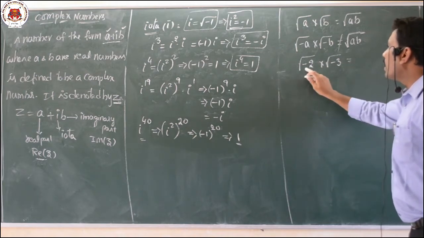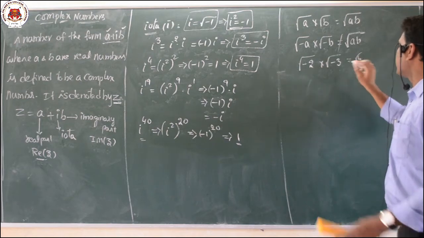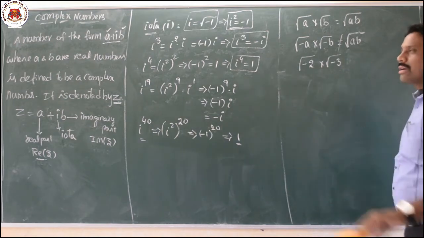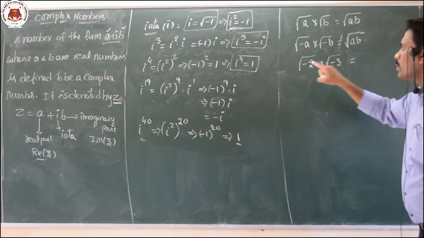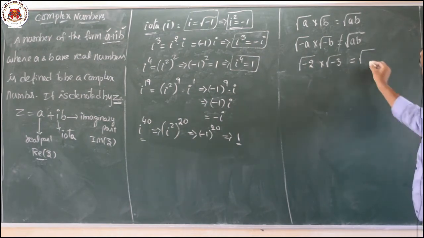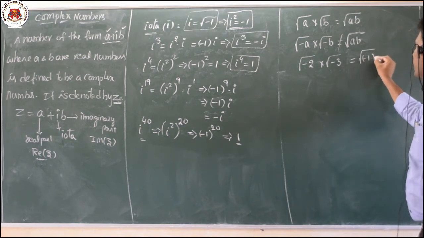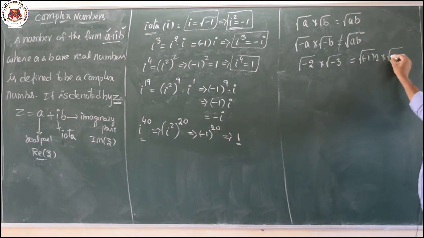Then you can't write minus into minus plus, so 2 3s are 6, square root of 6, that is wrong. Then how to do this one? Just now I said, this square root of minus 2 means you have to write minus 1 into 2. Again, this square root of minus 3, minus 1 into 3.